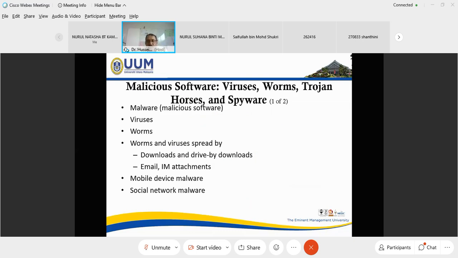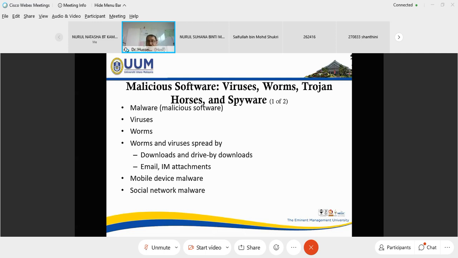Malicious software like viruses, worms, Trojan horses, and spyware. All of that we call malicious software, malware. Here we have malware: viruses, worms. Worms and viruses spread by downloading and drive-by downloading. They can be sent by email or instant message, IM, as an attachment. So don't click on something attached easily, and you will avoid the virus.